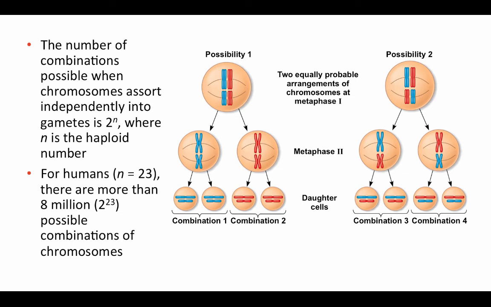So, for example, for humans with a haploid number of 23, there are more than 8 million, 2 to the 23rd, possible combinations of chromosomes that you can find in gametes. So really, 8 million different distinct combinations of genes in each gamete provides a huge amount of potential genetic variation going from parent to offspring.